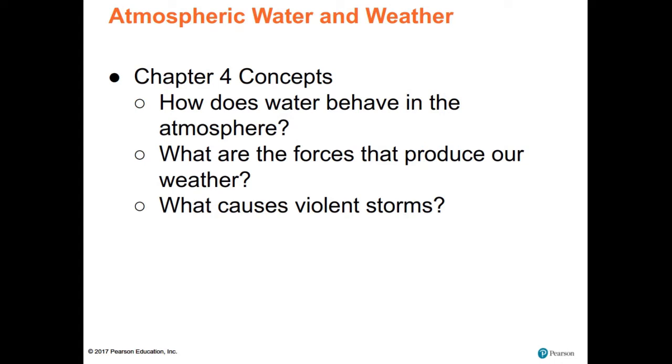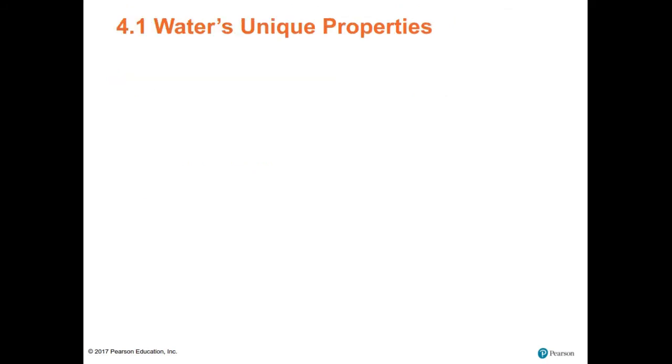When water vapor condenses, it releases heat to the atmosphere around it. So it actually warms stuff up. When water vapor condenses, it warms stuff up around it. What causes violent storms? The answer to that is the latent heat of condensation. So, yeah, everything you need to know about the latent heat of condensation.